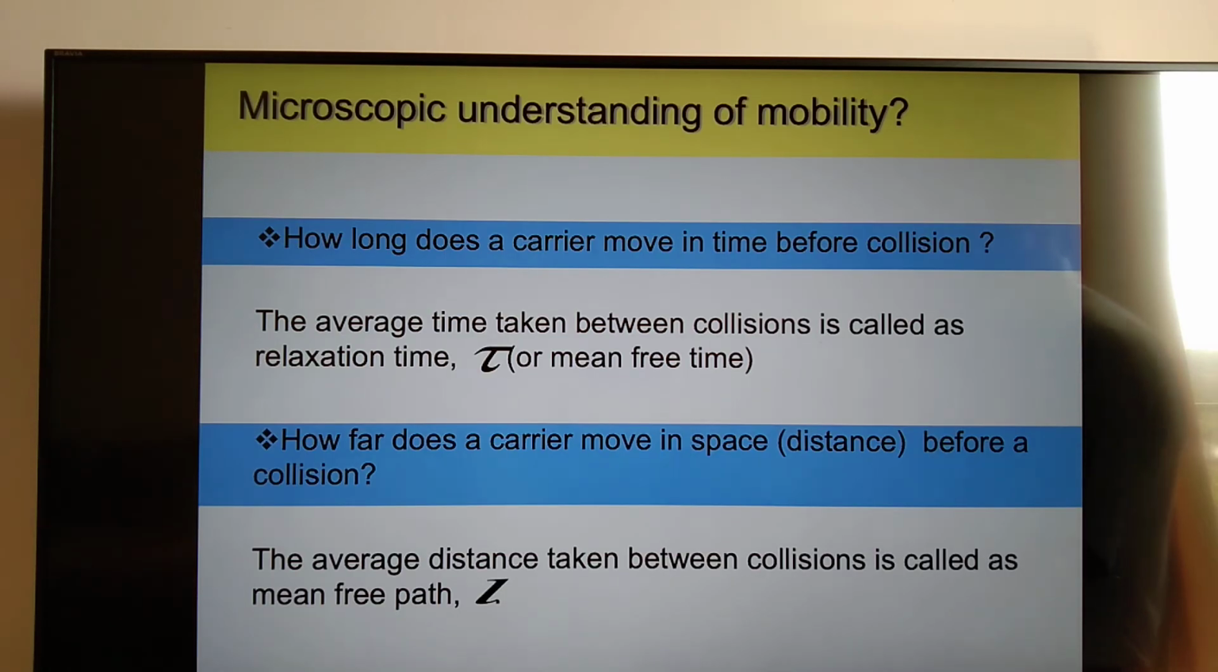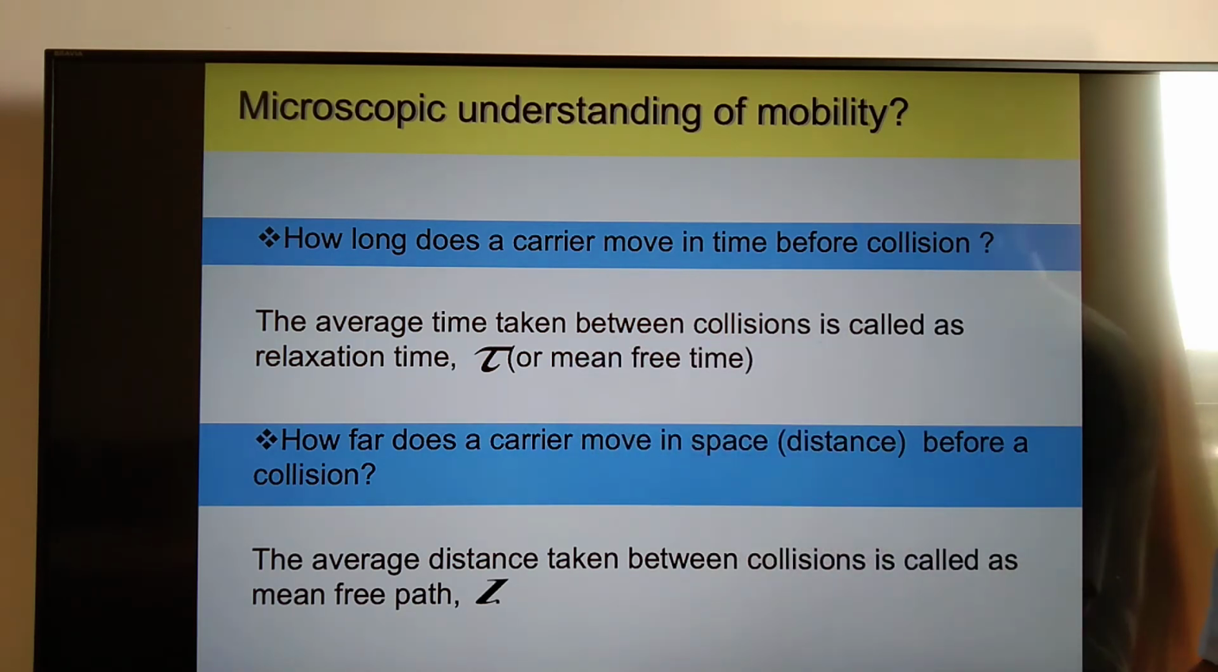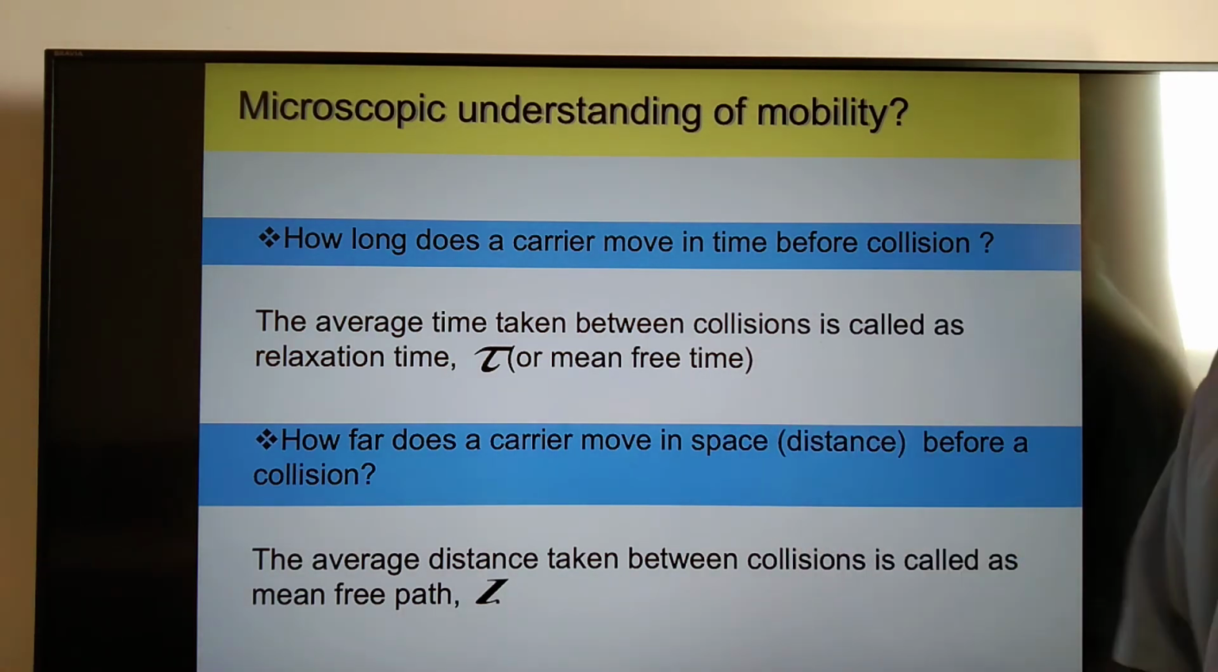Then, the microscopic understanding of mobility. Just as I told you before, how long a carrier can move in time before collision is where mobility plays an important role. Tau is the relaxation time, which is basically the average time taken between collisions.